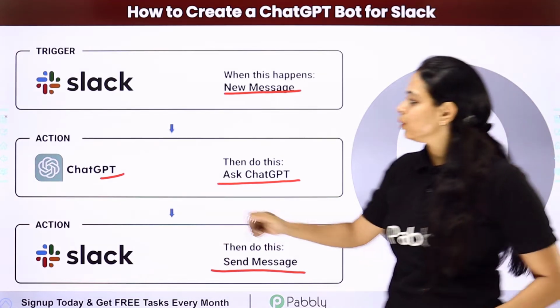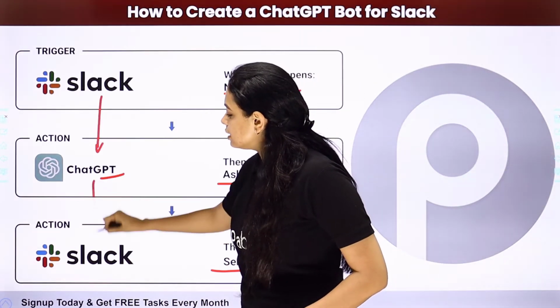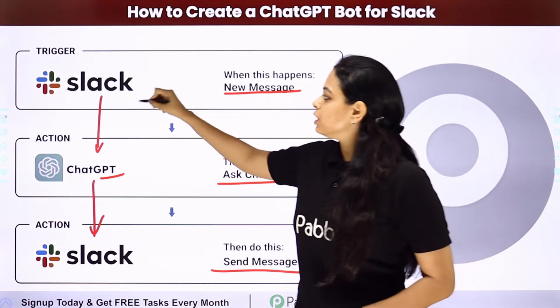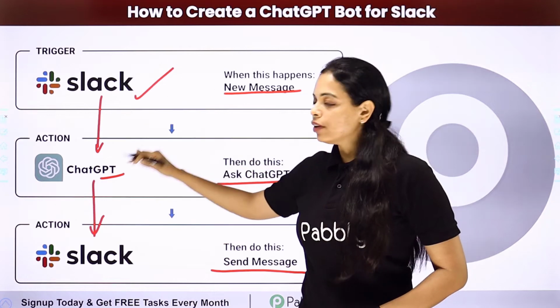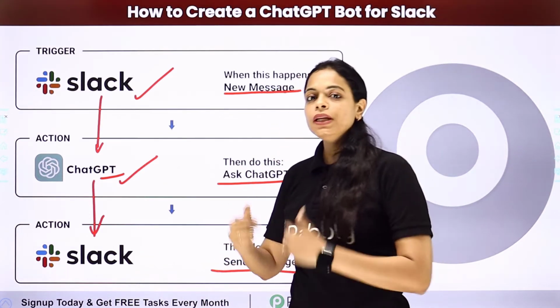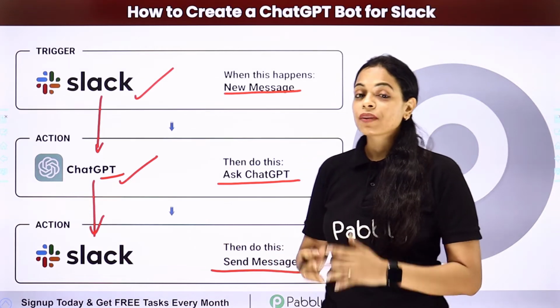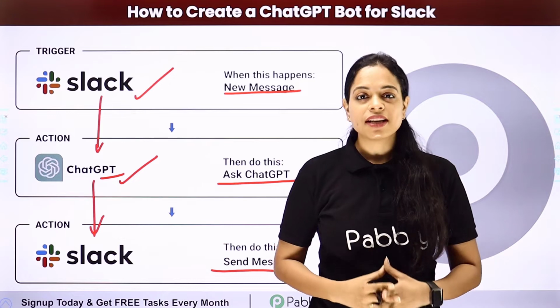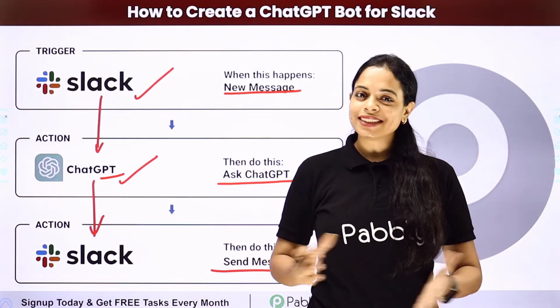For this, you will have to integrate these two applications, and the same thing can be done using Pabbly Connect software. So here your trigger application will be Slack, then your first action application will be ChatGPT, and then Slack would be the next action application. Now how can you do this yourself? Integrate and automate this entire process. To understand that, let me take you to my screen.